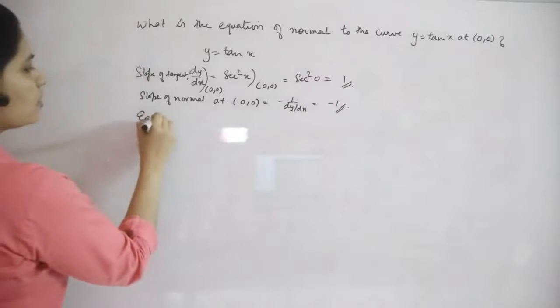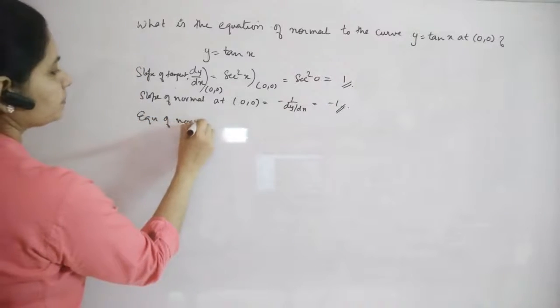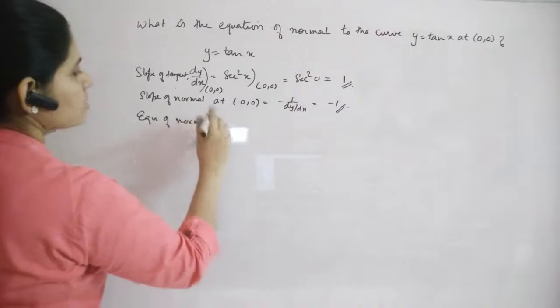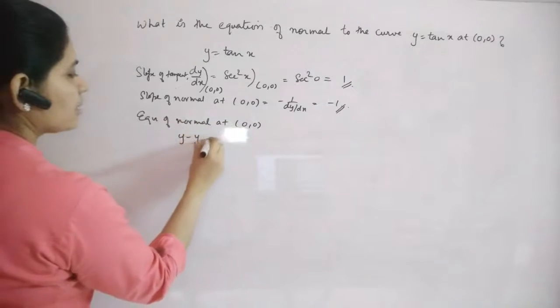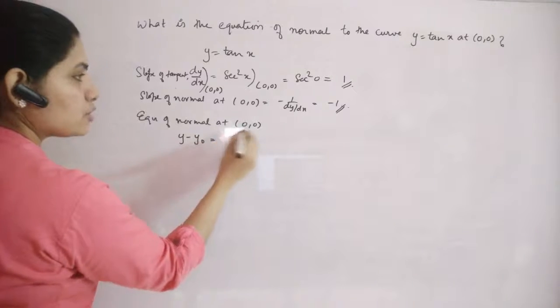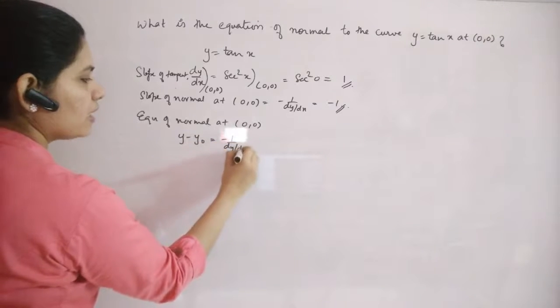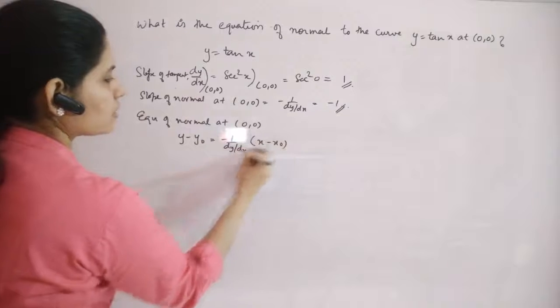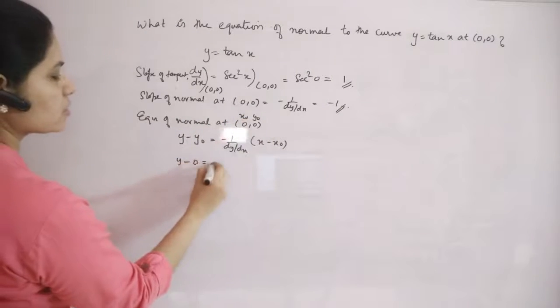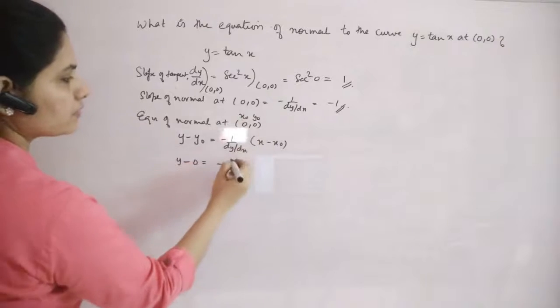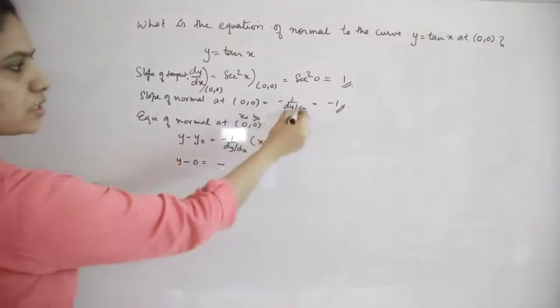Now equation of normal at 0, 0 will be y minus y naught is equal to the slope of the normal into x minus x naught. This is your x naught, y naught. So you will get y minus 0 is equal to minus 1 into x minus 0, this total is your slope of normal.